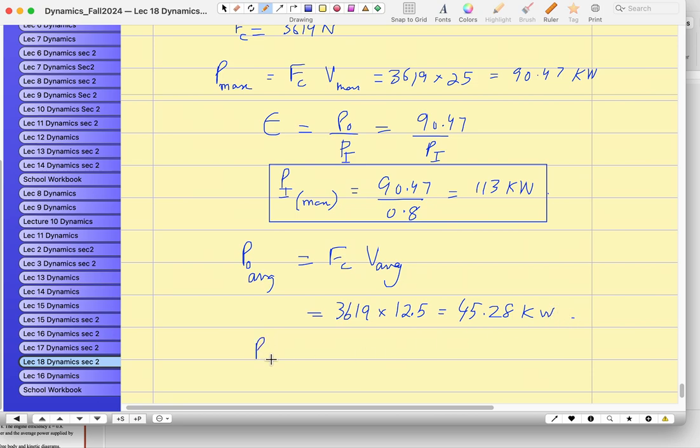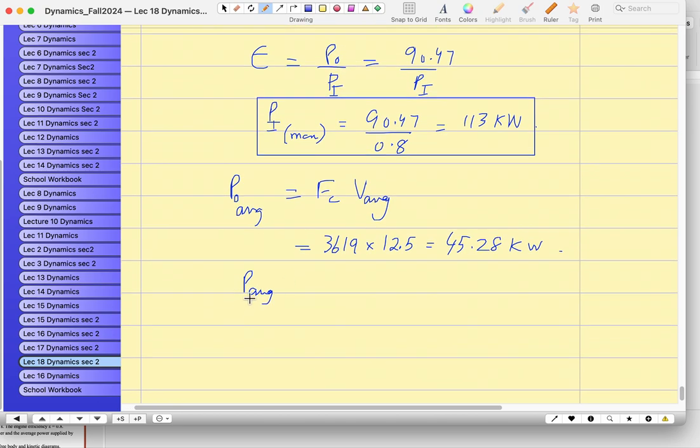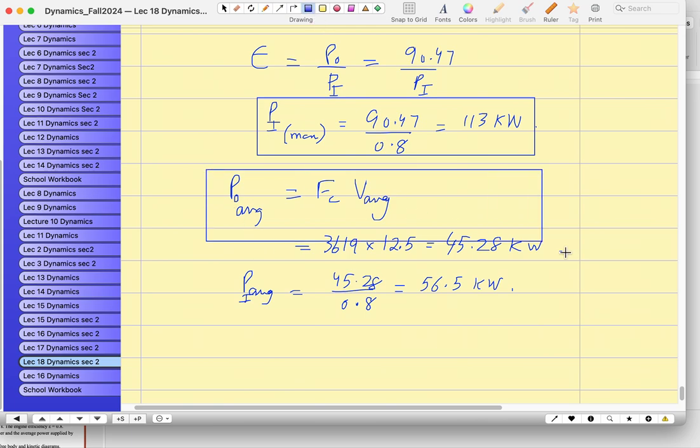And the average power supplied, I would say input, is 45.28 divided by 0.8. If you solve for this, you should get 56.5 kilowatts. These are your two answers.